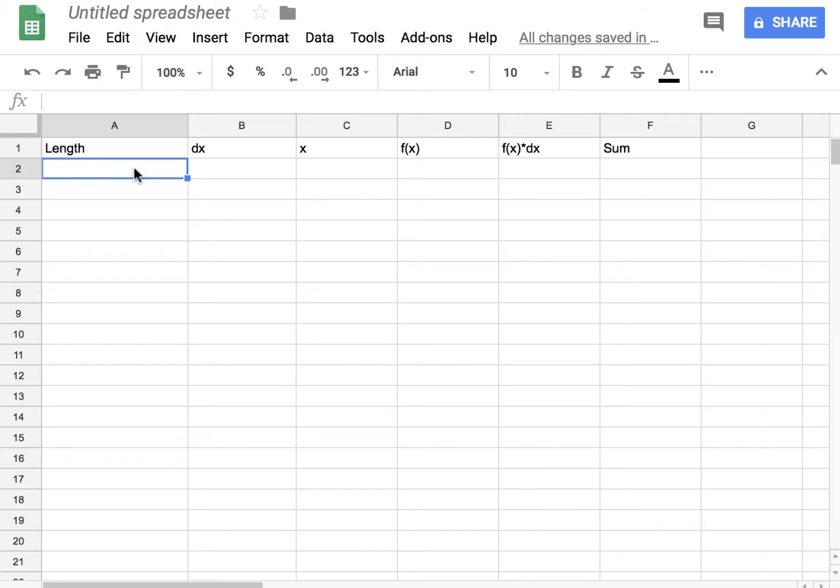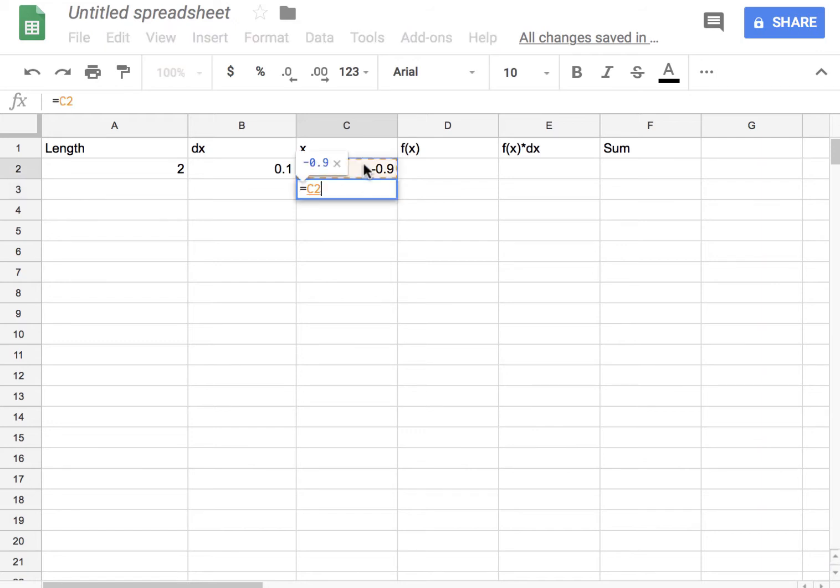So the length of the interval is 2. Our dx is 1/10. Now our x values, remember we're starting at -1 and adding increments of dx. So this would be -1 plus, so I need to put an equal sign, equals -1 plus this value. That would be their first occurrence. And then we're going to add on to that.